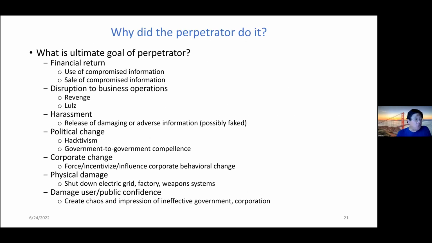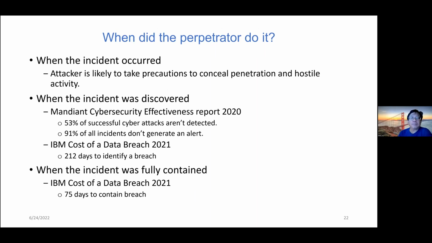Why does the perpetrator do it? They don't do it for fun. They do it because there's some ultimate goal. They get a financial return. They want to disrupt business operations. They want to get revenge. They want to do it just for laughs. They want to harass people. They want to generate political change, corporate change, force changes in behavior, and so on. Maybe they want to cause physical damage. They may want to destroy public confidence in a corporation, in a government, in an election system, and so on.